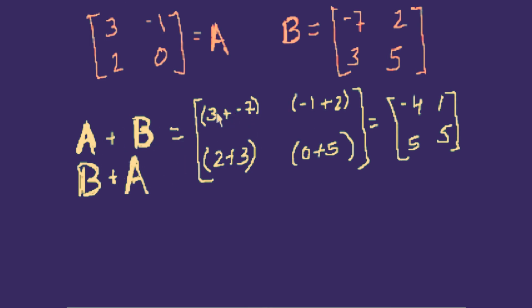A. Right? If we did B plus A, this would just say negative 7 plus 3. This would say 2 plus negative 1. But it would come out to the same values. That is matrix addition. And you can imagine matrix subtraction. It's essentially the same thing. Well, actually, let me show you.